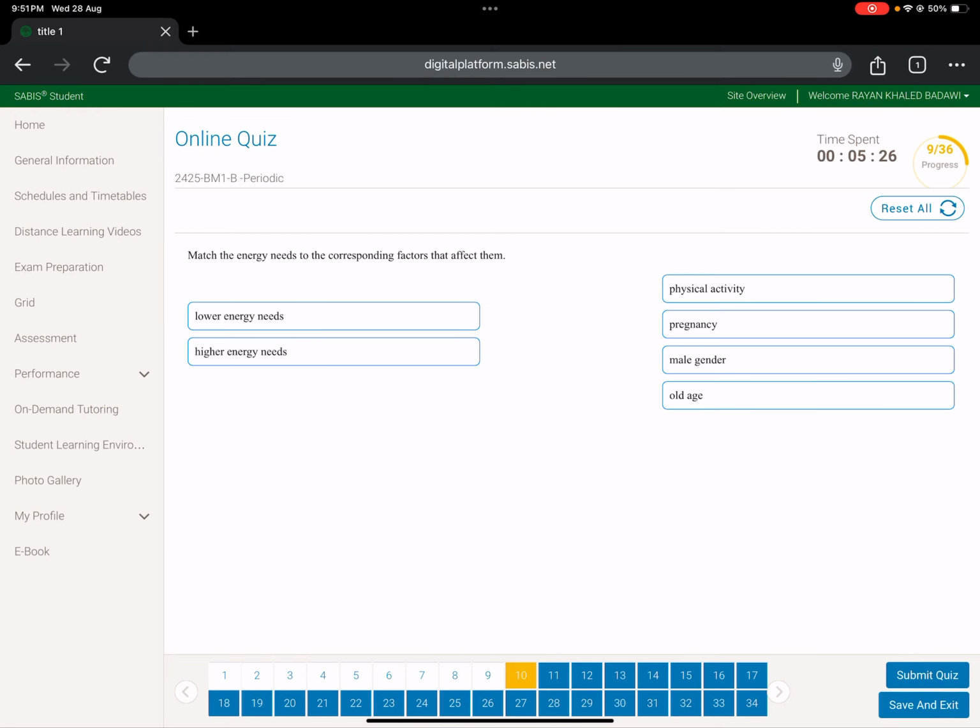Okay, now match the energy needs to the corresponding factors that affect them. Remember, as we age, our basal metabolic rate decreases, so we need less energy. So lower energy needs is for old age. Now higher energy needs: if we have a lot of physical activity in our day, then we need more energy, so we need more food. Also, if a lady is pregnant, that means she has a fetus inside and the fetus needs food and energy. So she's going to have to eat more because there are two people now who need energy. And also usually males have a higher energy need than females.